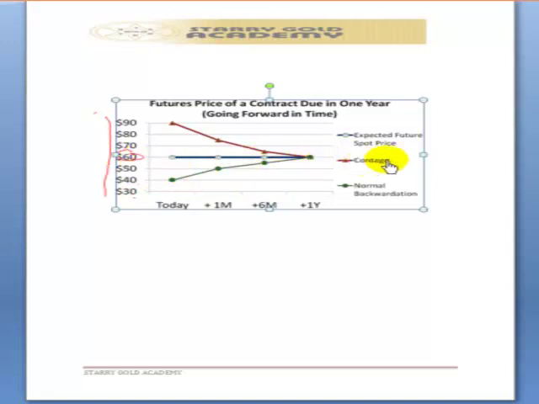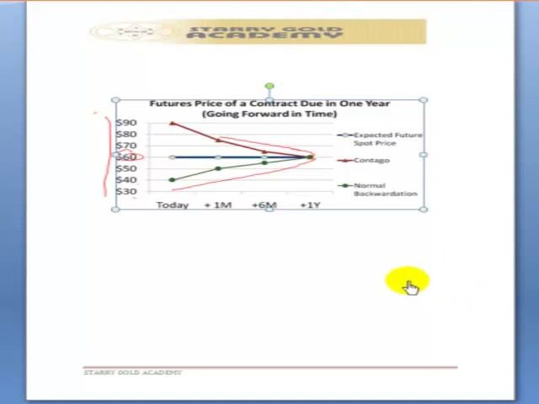So this is a contango. Contango is when the price is dropping down. See, this is the contango situation, and this is a normal backwardation situation. So both in contango and backwardation, both must converge at the expected spot price.